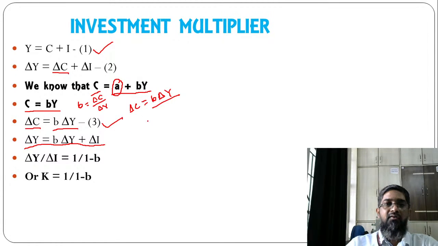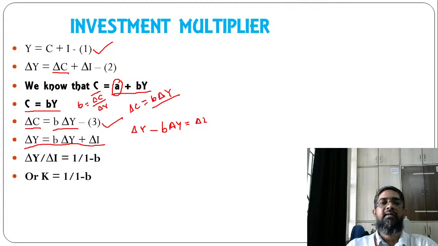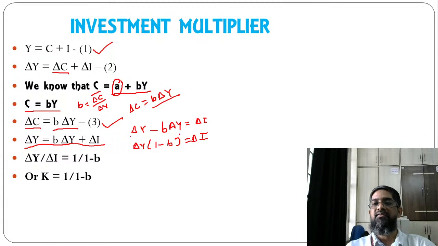Take the b delta Y term to this side, so minus b delta Y is equal to delta I. Take delta Y as a common term, and you can write delta Y times (1 minus b) is equal to delta I. Can we write like this, students? Yes, we can write like this.